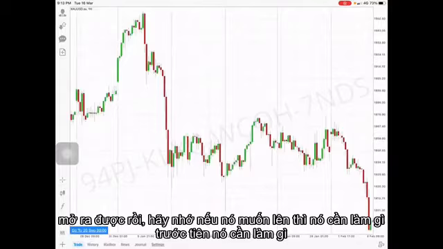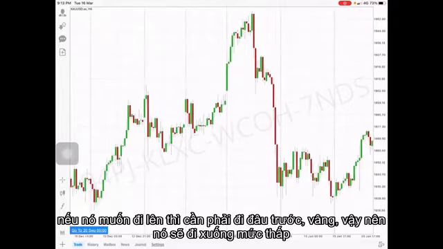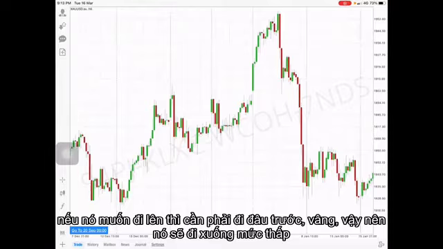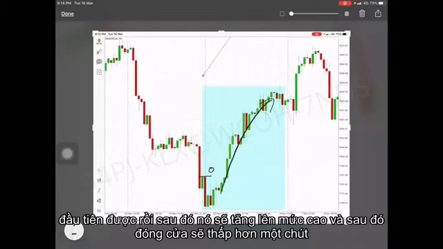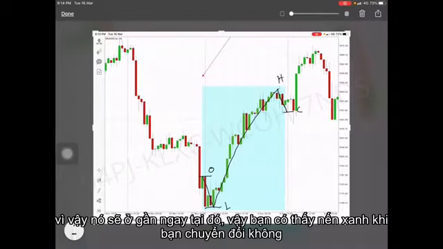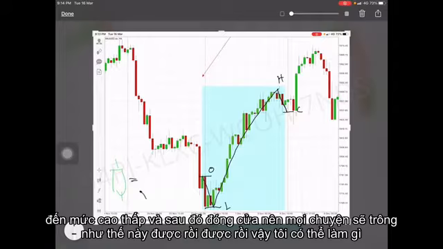Remember, if it wants to go up, what does it need to do first? What does it need to do? If it wants to go up, where does it need to go first? Down. Yes, so it's going to go down to the low first. Afterwards, it will go up to the high. And then closing is going to be a little bit lower, so it's going to close right there. So do you see a green candlestick? When you convert it into a line chart, this is the movement. It's going to open right here, go to the low, high, and then closing. So that is how it's going to look like.